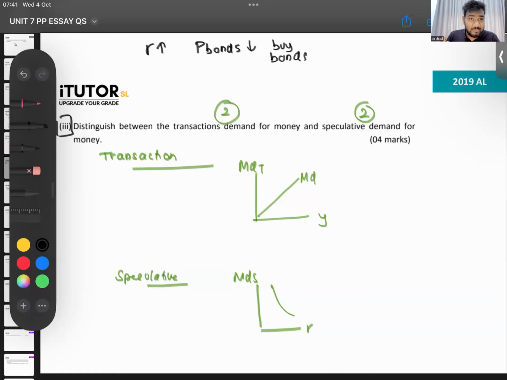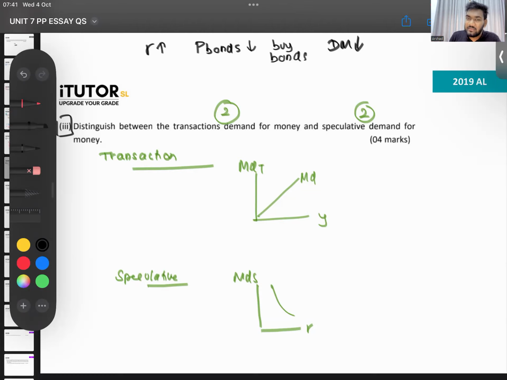People are buying bonds, which means the money that they had with them, they are giving away and buying the bond. So demand for money comes down. Now they don't have money with them. They have given that money away. So what is demand for money? Money that they have with them for what purpose? For investment purposes. Now that money is not there with them. They have given it and bought a bond.